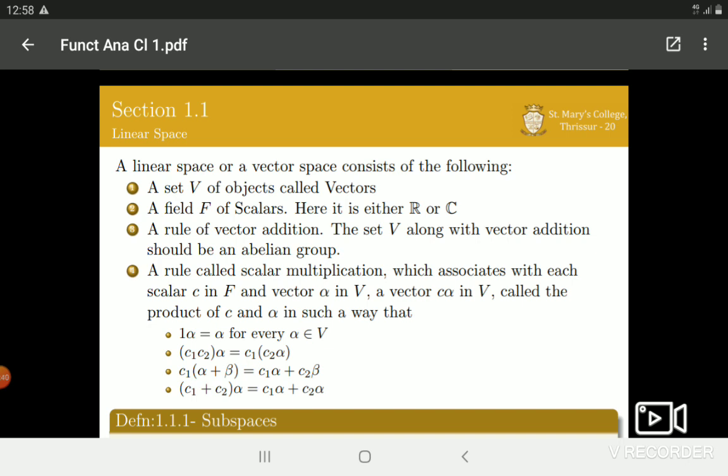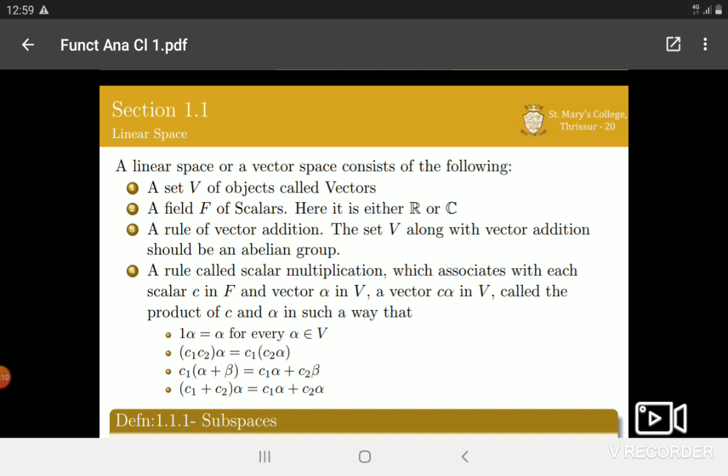That means vector addition should be closed in V and associativity should be there. There should be an additive identity for V. Then inverse should be there. Then since it is an abelian group, vector addition should be commutative. So thus the third thing for a linear space is a rule of vector addition, and the set V along with vector addition should be an abelian group.